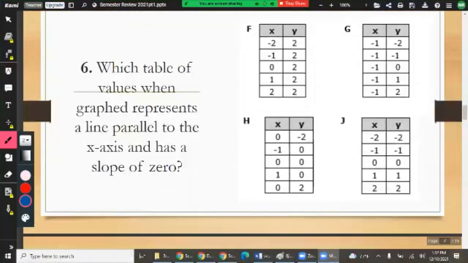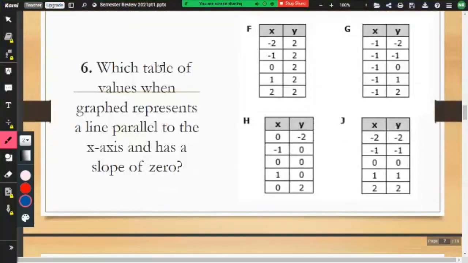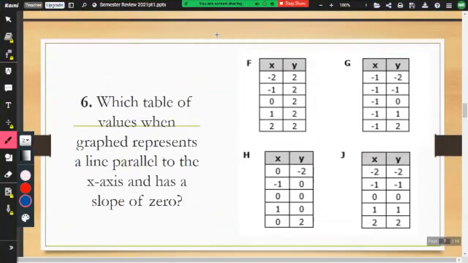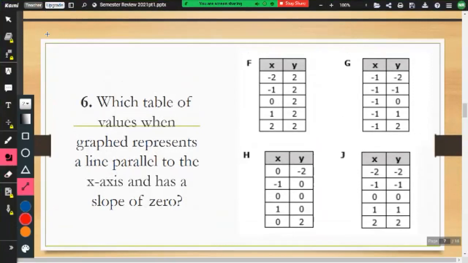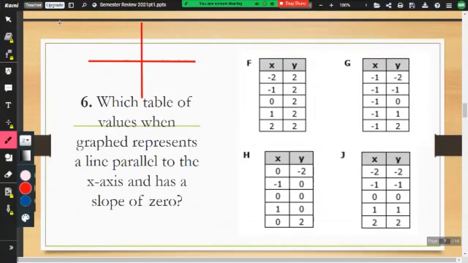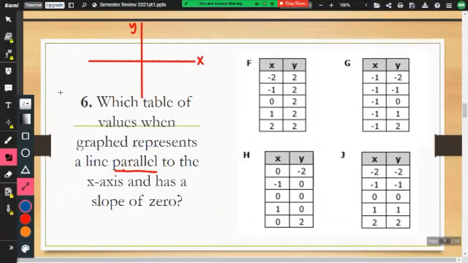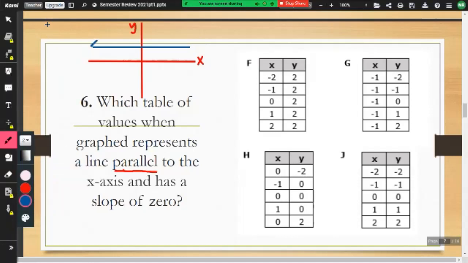Number 6 doesn't look like what you have in your packet, but it does talk about having a line parallel to the x-axis. First thing you need to know is that your x-axis goes in what direction? Up and down, or left and right? Left and right. It's laying down. So if I want a line that's parallel to it, I'm also going to have another what kind of line? Another horizontal line.